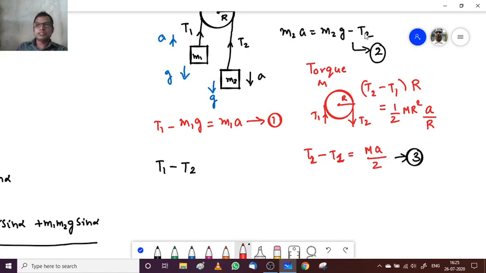Now if I add these two equations, I will get T1 minus T2 plus m2 g minus m1 g is equal to (m1 plus m2) into a.